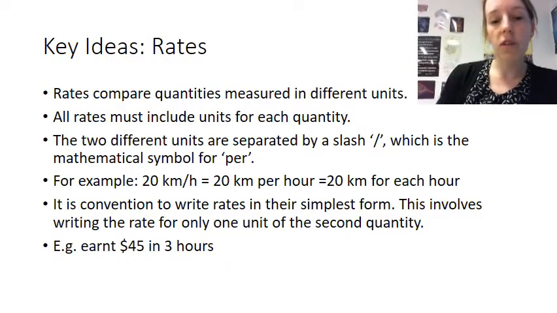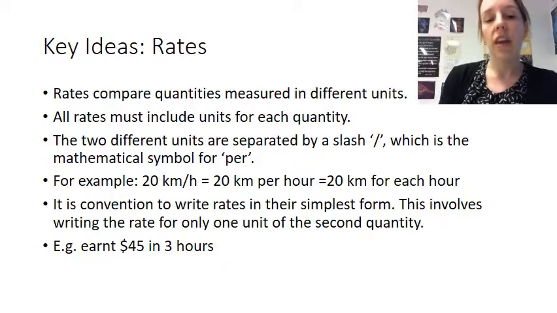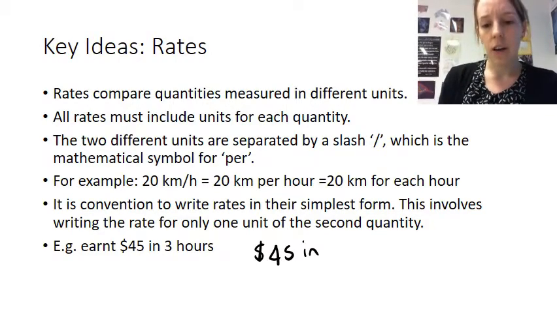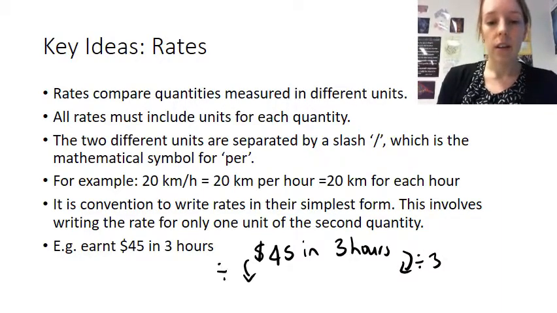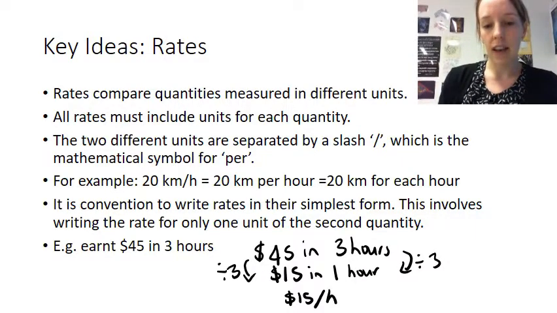So for instance, $45 in 3 hours, the convention would be, rather than writing $45 in 3 hours, you'd write the amount per hour. So if it's $45 in 3 hours and we want to make it per 1 hour, we're going to divide both sides by 3. 45 divided by 3 is 15, and 3 divided by 3 is 1. So it's $15 in 1 hour, and the way we'd write that is $15 an hour. That's how we would write that answer there.